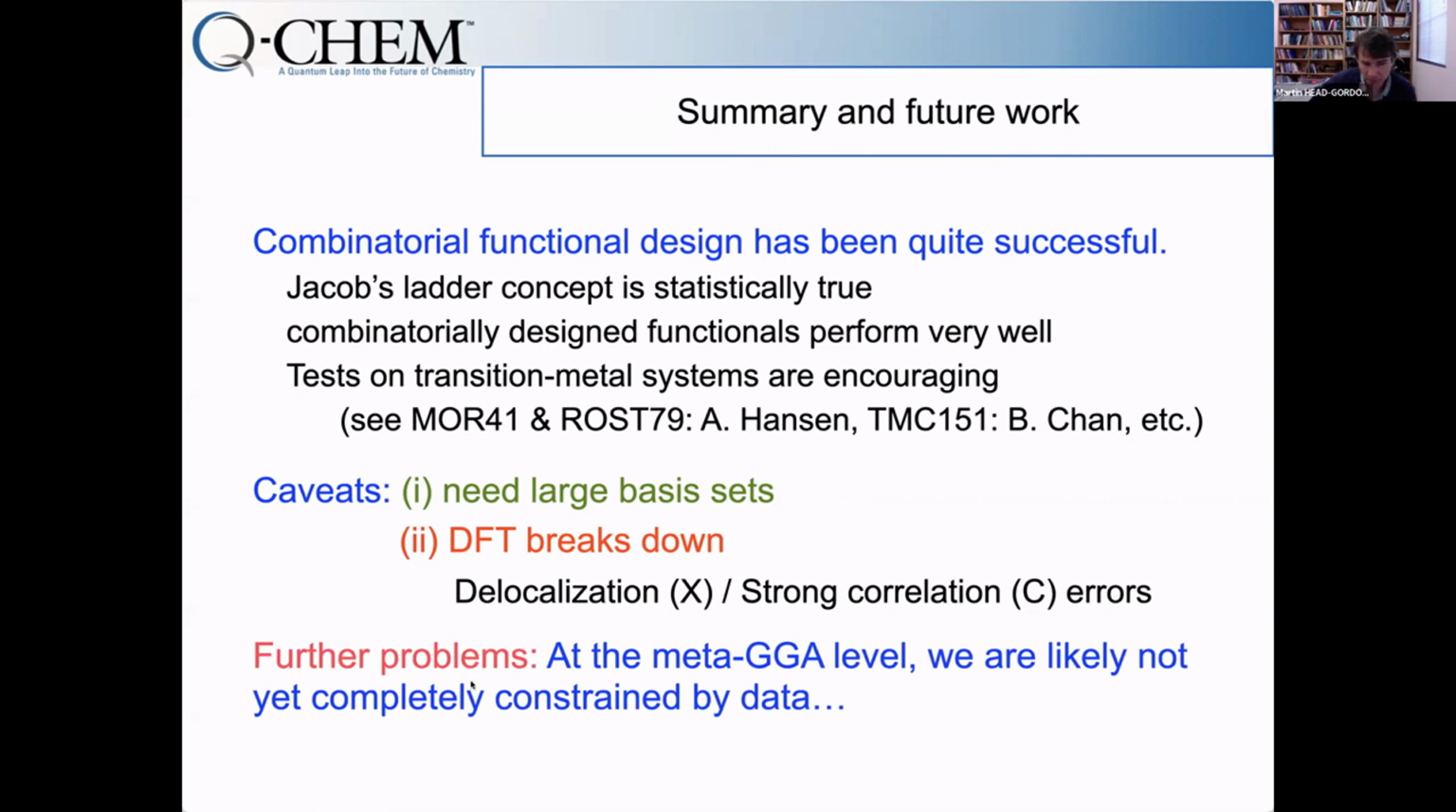And then finally, there may be other problems. I showed you how vast the meta-GGA functional space is, and it's very likely we're not fully constrained by data or by exact conditions, I might add, at the meta-GGA level. It is such a flexible set of descriptors that it's probably worth revisiting this with more and richer data in the future. Okay, and I will stop there.